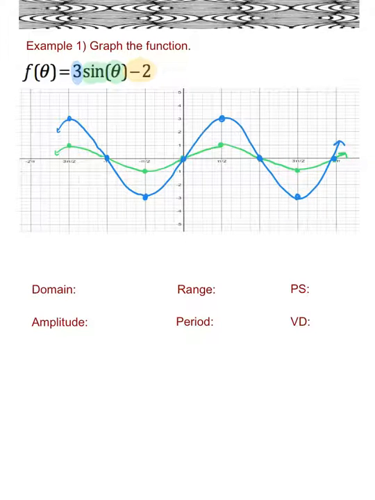So this in blue, this would be the graph y equals 3 times sine of theta. In green is just y equals sine of theta. And now my last step, down 2. If I were to move my blue graph down 2 units, every single point, I'll get my final graph.